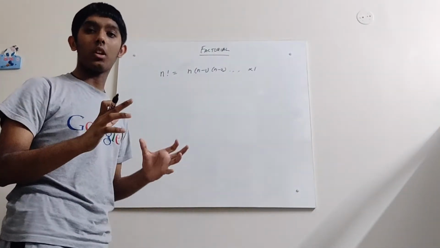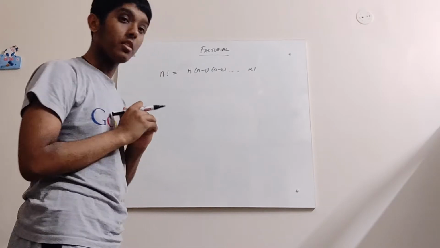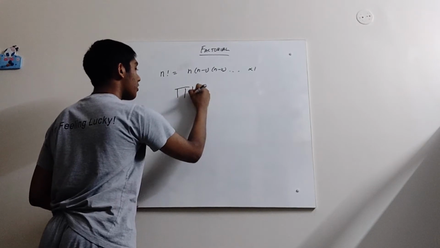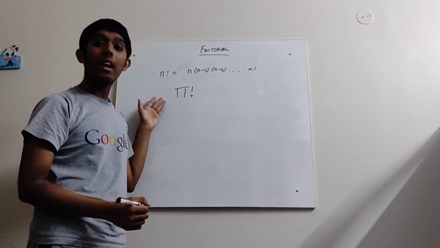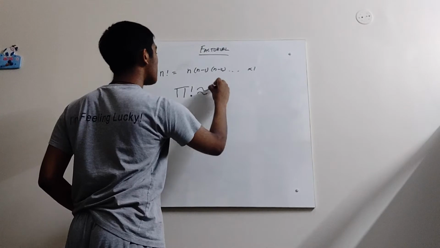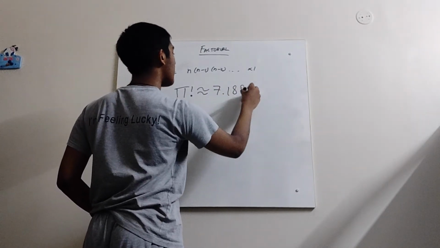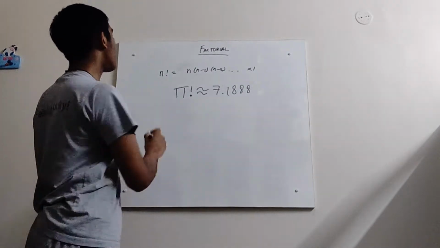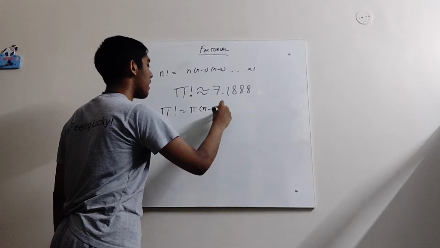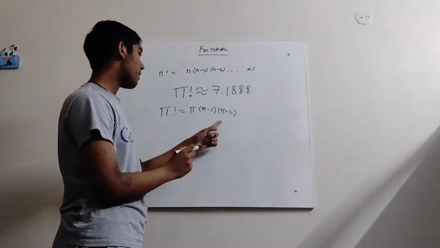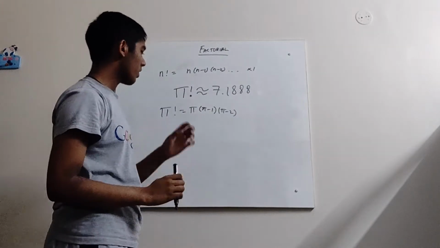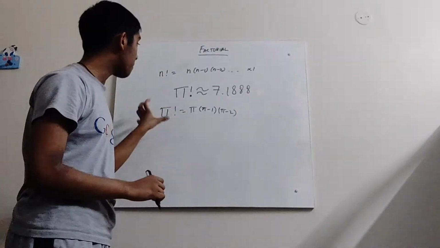Anyway, so why am I talking about it? Well, to give you an idea why this is so cool is because you can actually define pi factorial. It exists, which means it is a real value. This thing is approximately equal to 7.1888. Okay, now how do you interpret this? You can't write pi factorial is equal to pi into pi minus 1 into pi minus 2, because you will never reach 1, since pi minus n for any integer n is never equal to 1. So how does this happen? How do you interpret this?